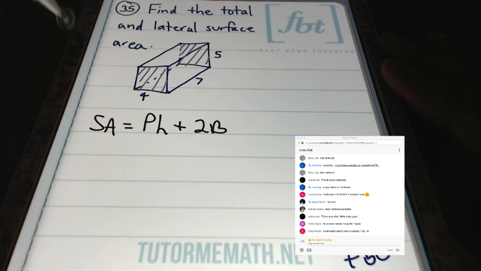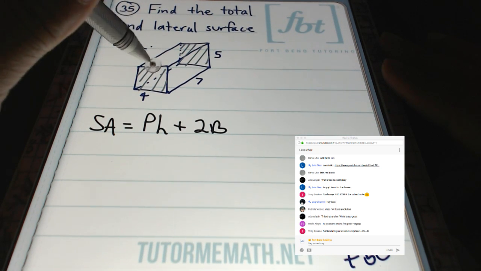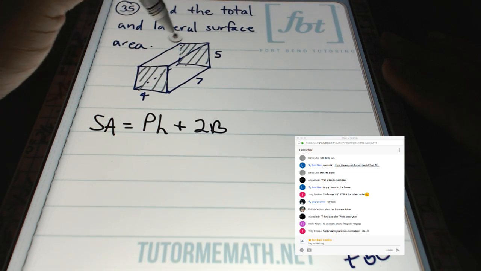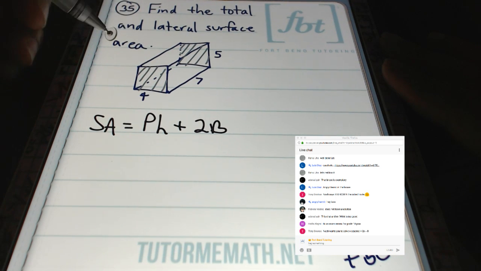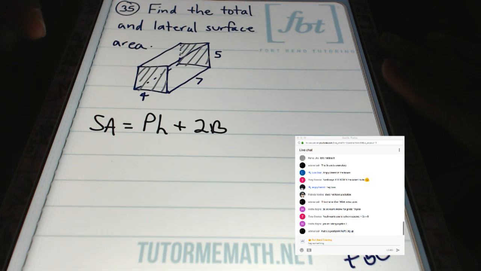So that being the case, we have our formula for the total surface area as the perimeter of our base, and we're calling our bases these shaded areas here, okay? And times the height of the prism plus 2 times the area of the base.